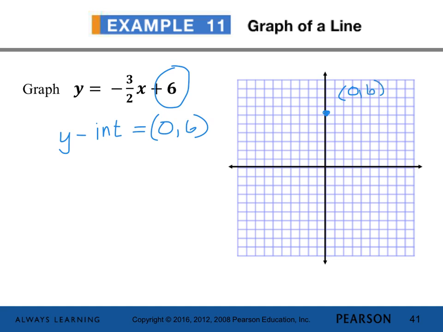The slope of this line is negative, which tells us it's going to go downhill. And we can use it either as -3 over 2 or 3 over -2. You can actually do that either way. And so from this point, if I go down 3 and right 2, it brings me to this point.